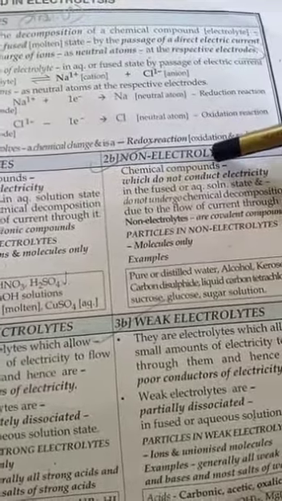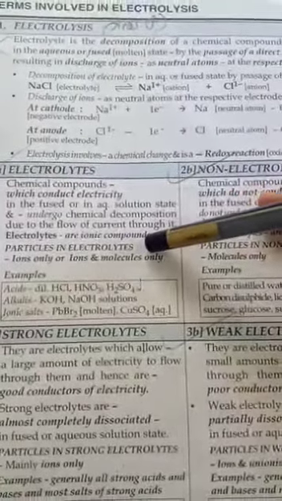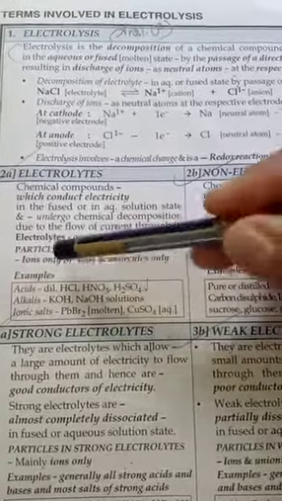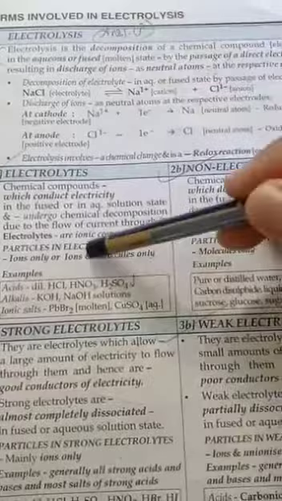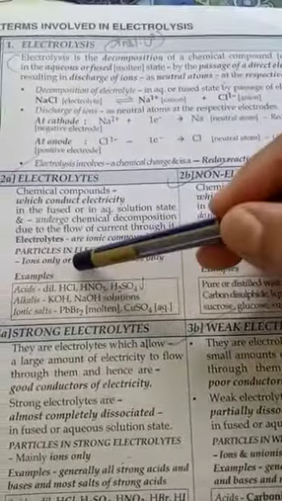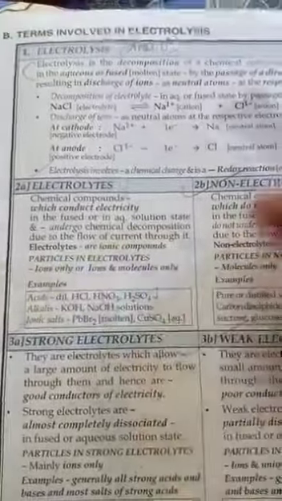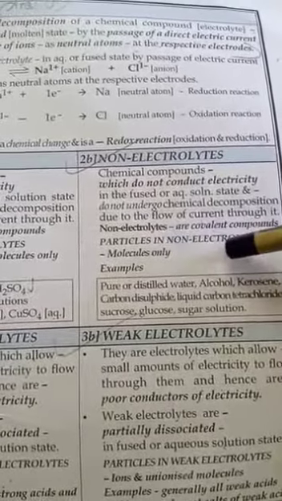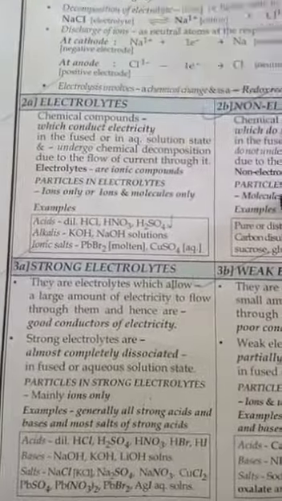Electrolytes are generally the electrovalent compounds, ionic compounds, and they have only ions in solution, or ions and some undissociated molecules. So they have ions, or ions and molecules, in their solution. This is very important to remember. This is asked in your exams. And non-electrolytes are generally the covalent compounds, and they have molecules only in their solution.